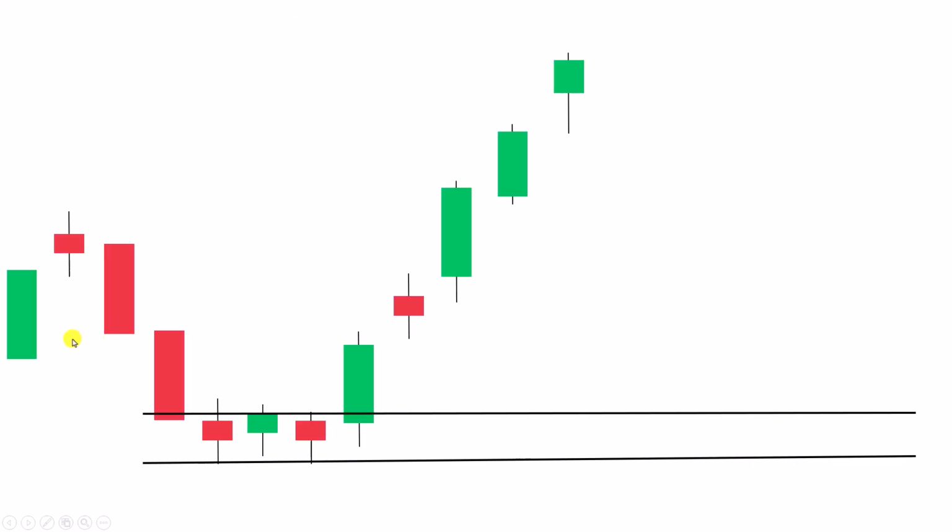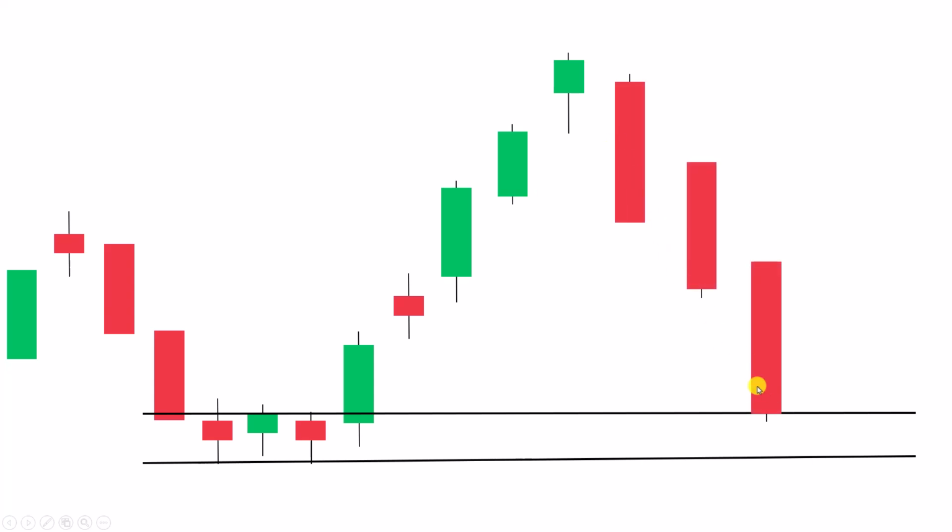Next, let us say we have a setup. Is this a good setup? Let us see. We have a swing and we have two leg outs in this swing, and we have a drop base rally setup. We have two leg outs in this setup. This leg out is crossing this swing and it is moving up, right? So this is a valid setup. This is a good setup. And if the price comes to this level, will we be taking an entry here? According to the rules, yes.